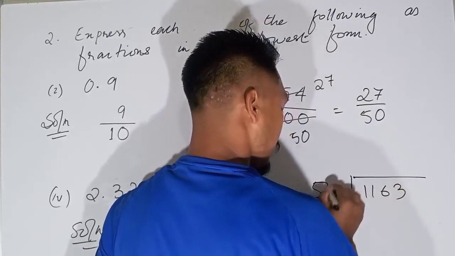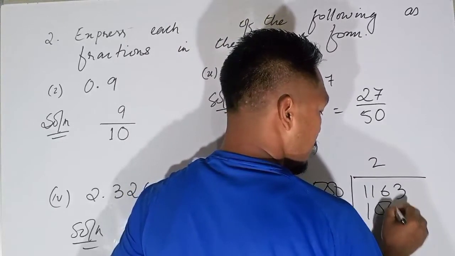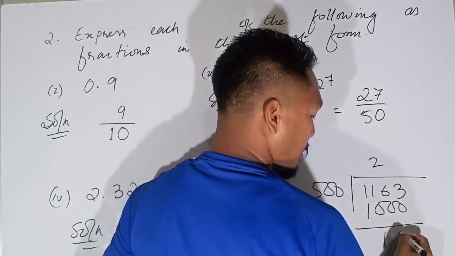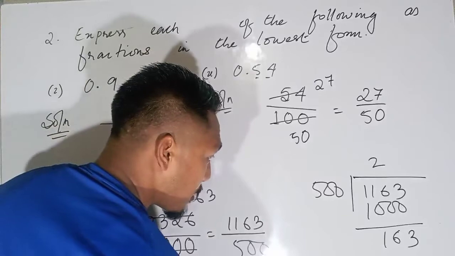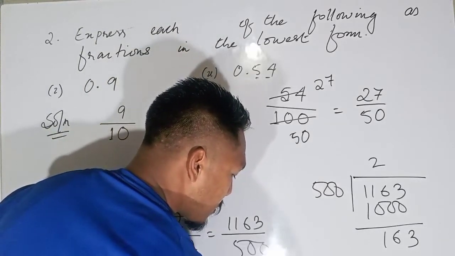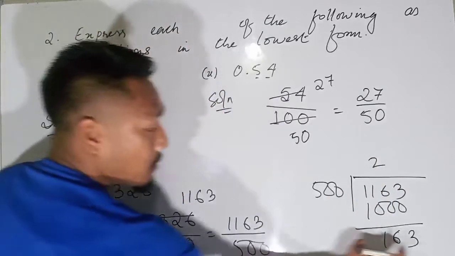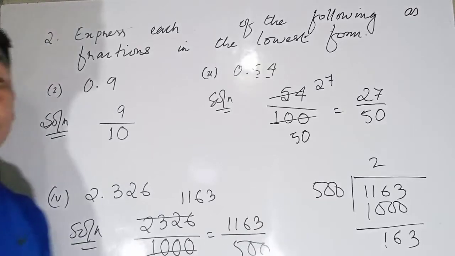What is the answer? 1163 divided by 500. So 500 times 2 is 1000. Then subtract, it gives 163. So we cannot further divide it. So this answer you can write as 2 and 163 divided by 500. This 2 will be written here, and this remainder will be written here. Okay, so this is your final answer.